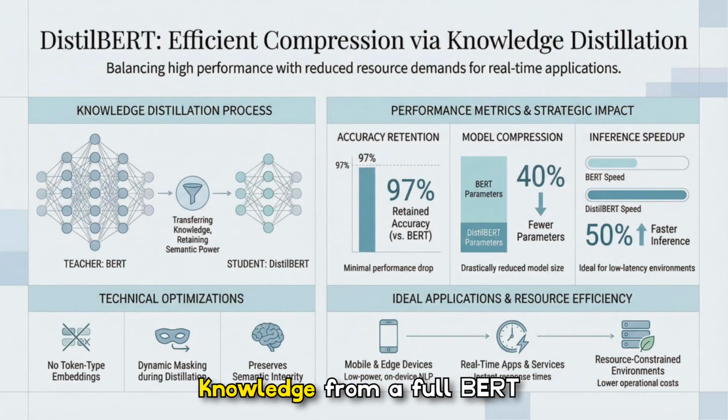DistilBERT compresses knowledge from a full BERT teacher into a smaller student model through knowledge distillation, preserving much of the semantic power while reducing resources. The visuals show the teacher-student flow and metrics, indicating about 97% accuracy retention, with around 40% fewer parameters, and notably faster inference, making it a practical choice for real-time or resource-limited applications.